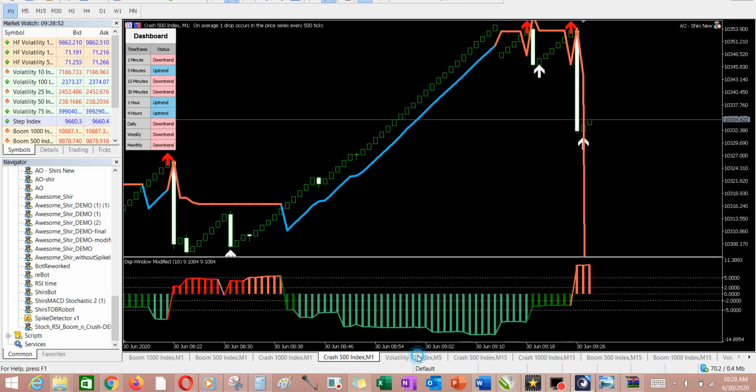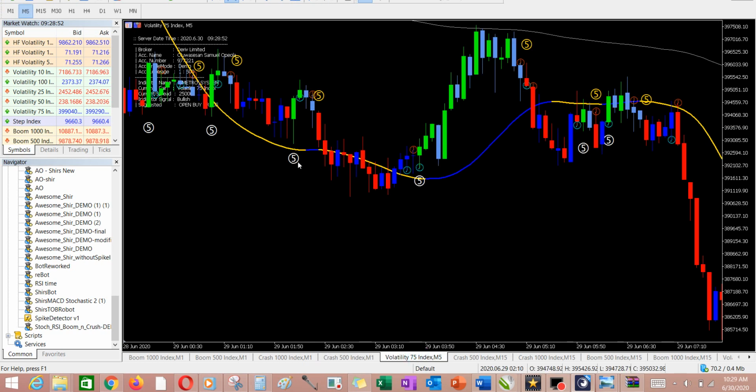So let's go to Volatility 75. Okay, this is the indicator I'm using for today's training. It's a signal indicator. It gives signals and helps you analyze the market very well. It tells you when to buy and when to sell.